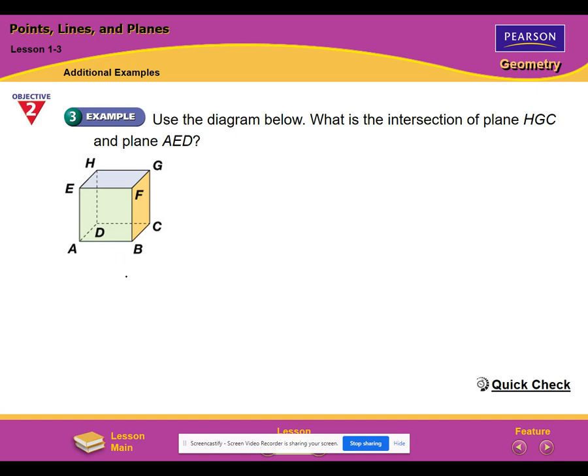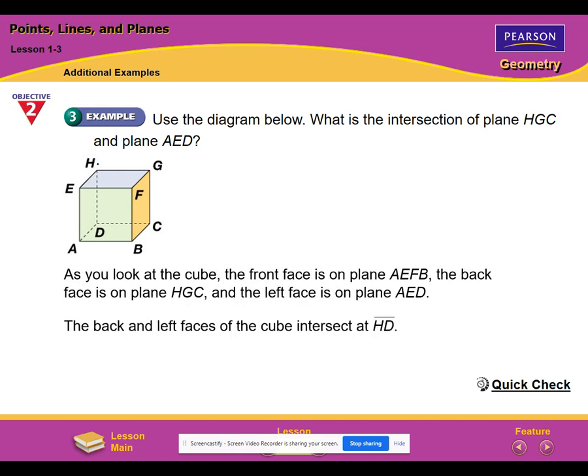Okay, and because it says plane, and we know that planes intersect in lines, then you might look at this and go, okay, HGC is the back and AED is the left side, right? So it must be this segment right here. Well, that segment is the intersection of those two squares, but the intersection of those two planes would actually be the line HD. They do a good job explaining that right here. The segment HD, and this by the way, is the segment symbol. When we want to talk about a set of points that are between two endpoints, those endpoints being H and D.